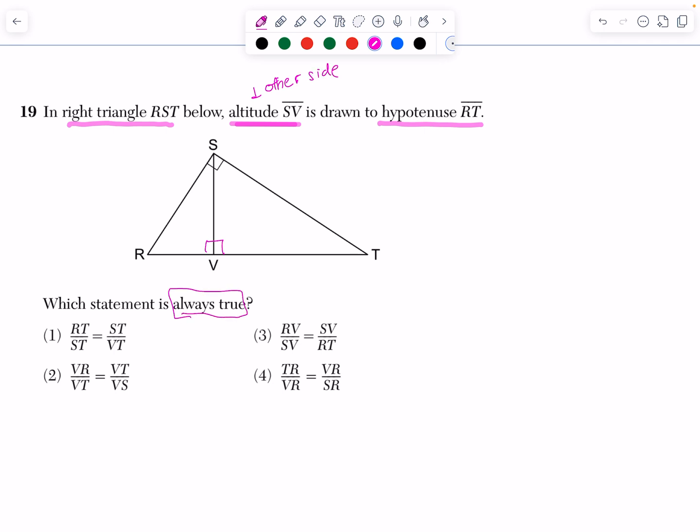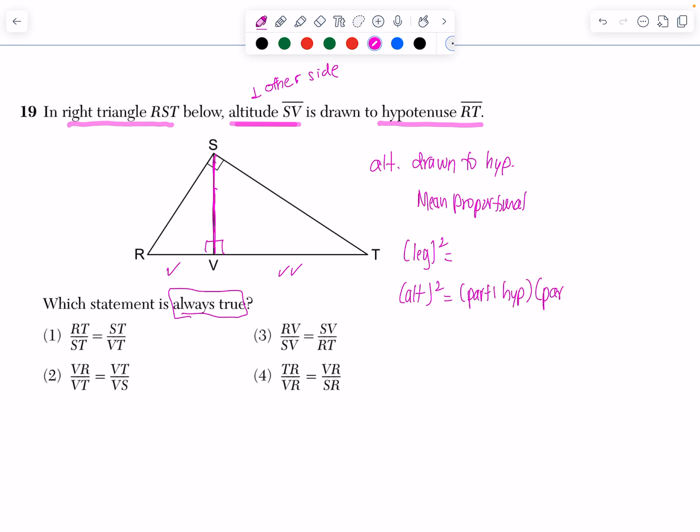So anytime you have the situation with an altitude drawn to the hypotenuse, some teachers teach the mean proportional theorem. I teach my two formulas, okay? So the two formulas are leg squared and altitude squared. Remember, both of the formulas have to deal with the hypotenuse. Now, the altitude leads to two parts of the hypotenuse. So therefore, the formula for altitude squared is part 1 of the hypotenuse times part 2 of the hypotenuse.